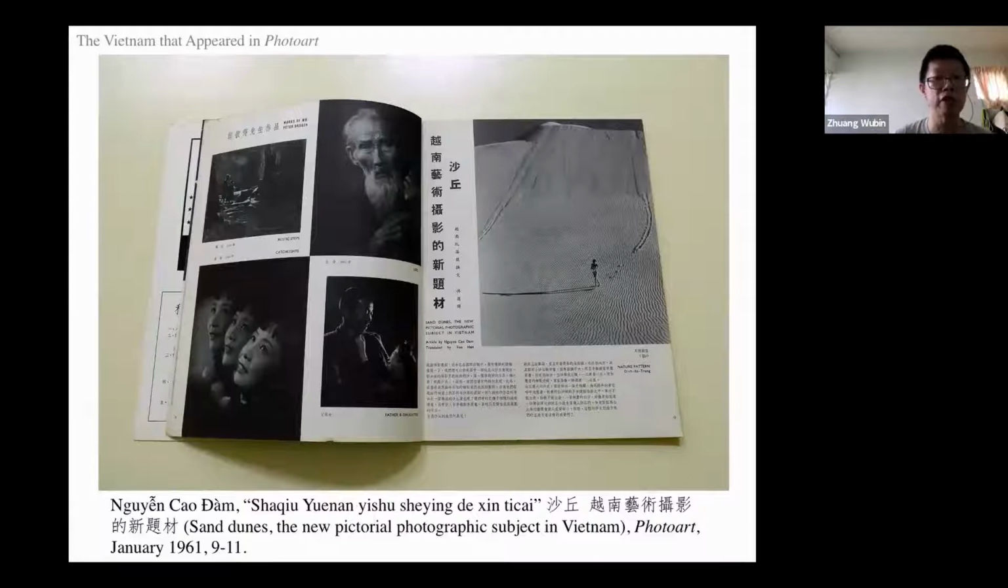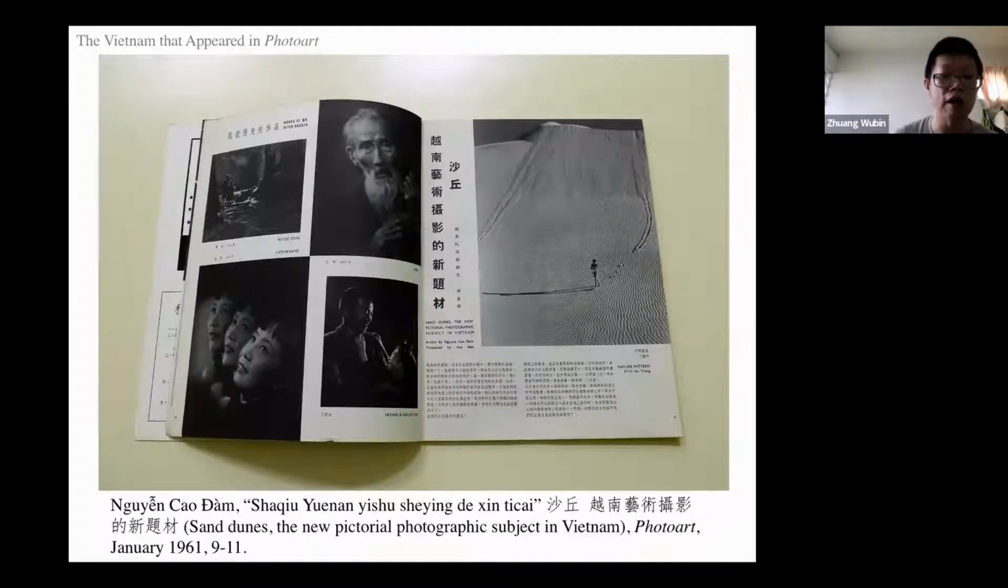And strictly speaking, as I said, the Vietnam that they saw in Photo Art was actually from the South. And even though this is a largely Chinese publication, the photographers that were featured were not only ethnic Chinese photographers from Vietnam. There were a lot of ethnic Vietnamese photographers, so long as they were recognized as exemplars of salon photography. So the criteria was salon photography, and then their works would be featured.